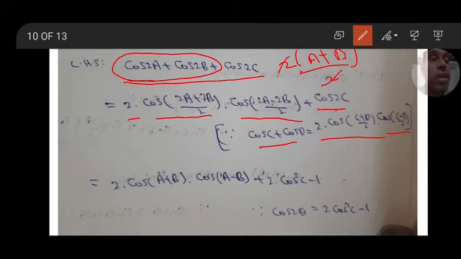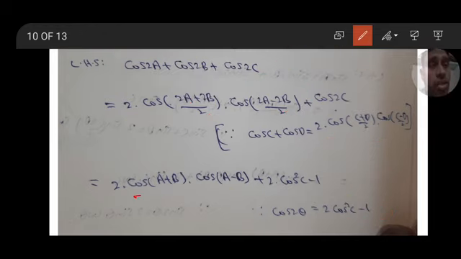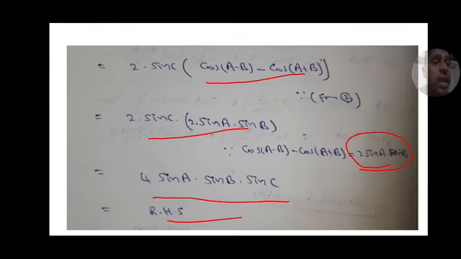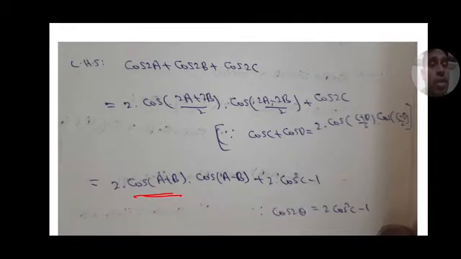The 2 cancels out, so we get 2 cos of (a plus b) and, similarly, cos of (a minus b) by 2 cancels out, leaving cos of (a minus b). And for the cos 2 theta formula, it is 2 cos square theta minus 1, therefore instead of theta we have c: 2 cos square c minus 1. And here cos of (a plus b) is replaced by minus cos c from equation 2. So I will replace this cos of (a plus b) by minus cos c.